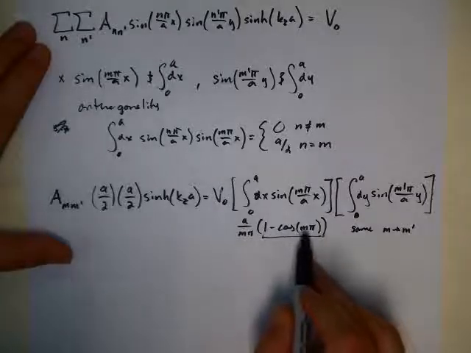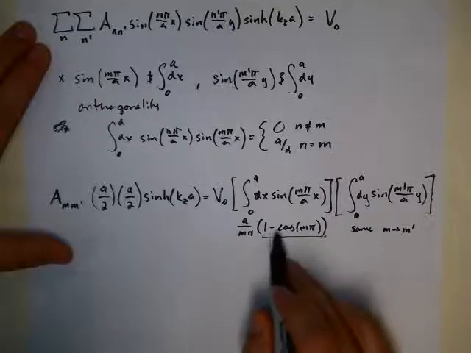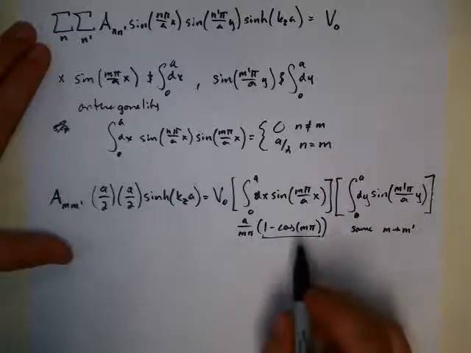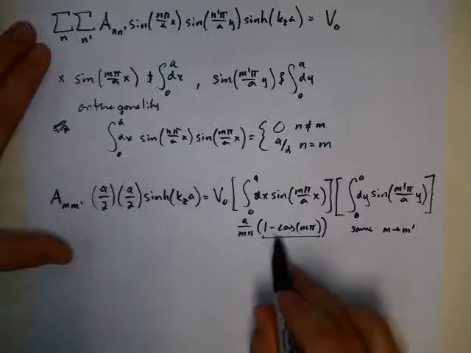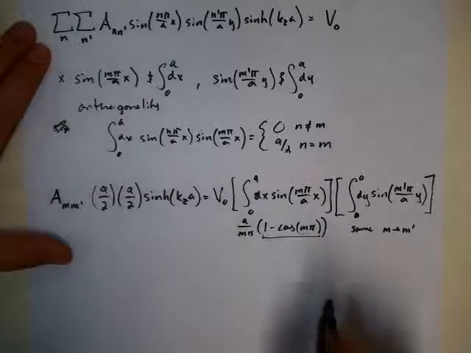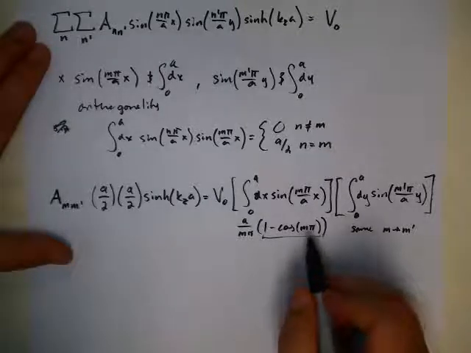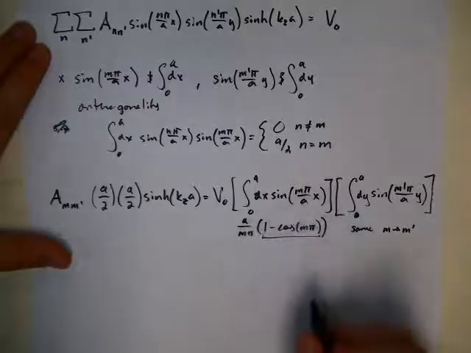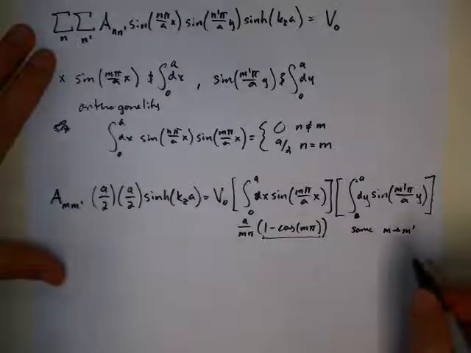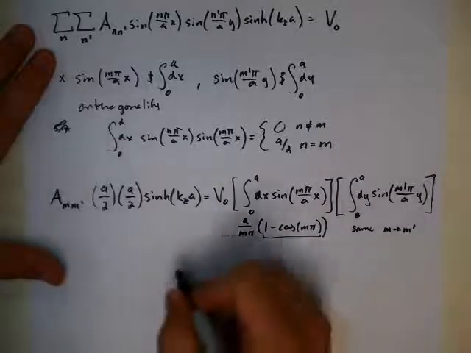For even choices, cosine of m pi is going to be positive 1, so that's 1 minus 1, which is going to be 0. So this will give us 2, 0, 2, 0, 2, 0. Or it's just going to be only over the m odd, and I can multiply by 2. And so that's what I'm going to go ahead and do.